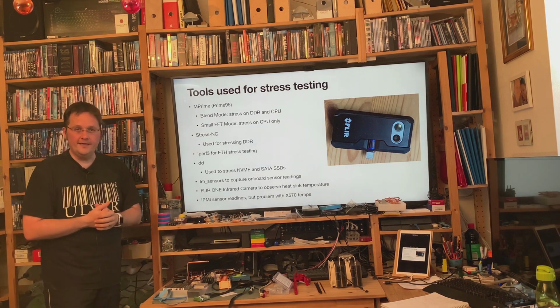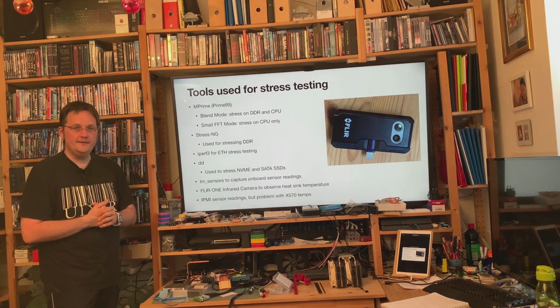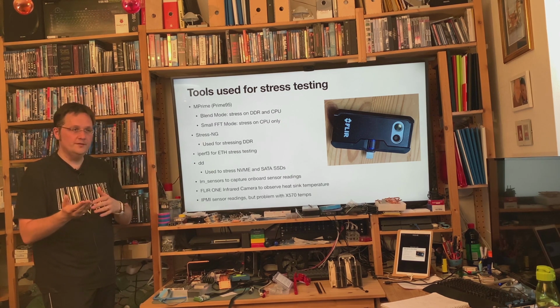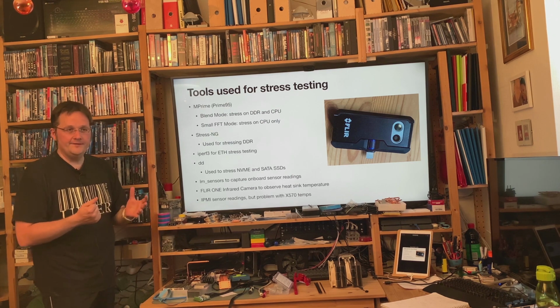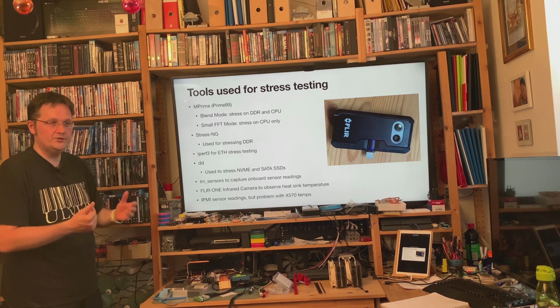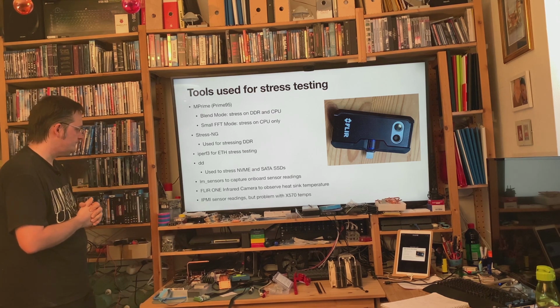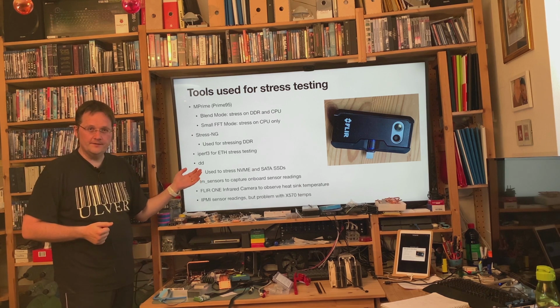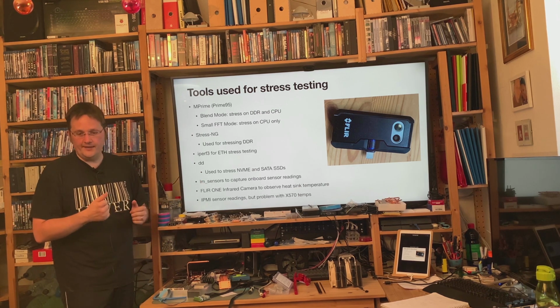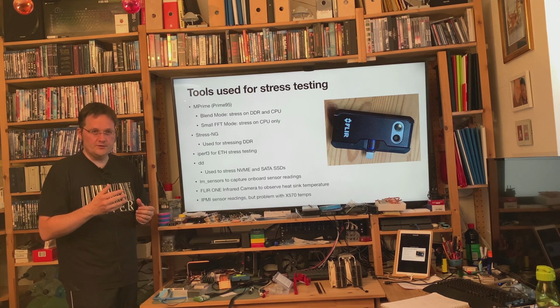Further, for testing the NVMe and the SATA SSDs, we have just a dd command to take data from the drive or write it to the drive, running multiple dd instances in parallel on all of the drives. Like this we can generate a lot of load. To capture the sensor readings, we can use lm-sensors. This is there to read out all the sensors on the motherboard, on the CPU, and so on.